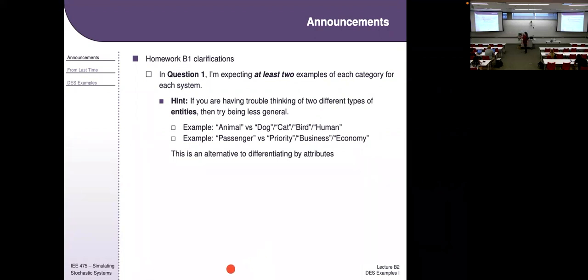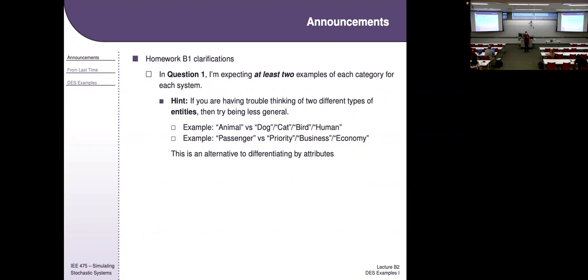So if you are tempted to say, well, an animal is an entity, well, there are a bunch of different types of animals. If you're modeling a zoo or a veterinarian office, then maybe instead of animal, you could say dogs and cats. Those are 2 different entities, and then you're done. Or if you're modeling an airport, passenger is one entity choice, but you could break that down into priority passengers or business passengers or economy.